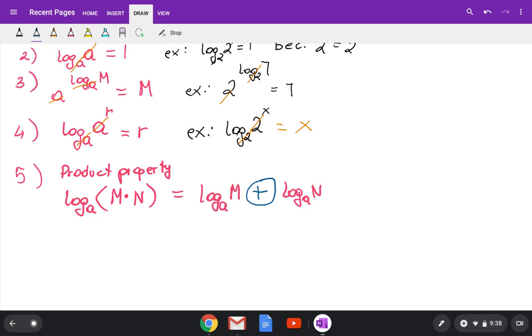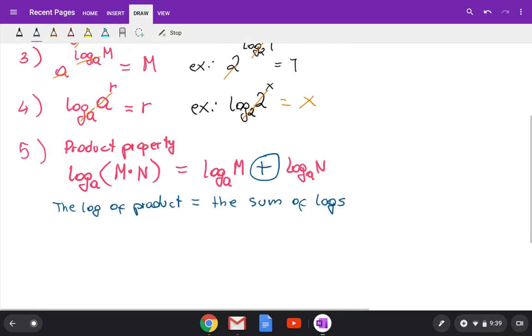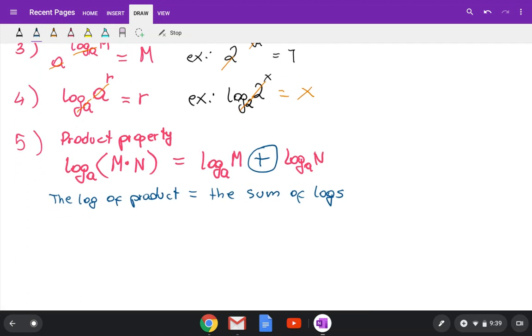So let me just write this down. The log of a product is equal to the sum of logs. Okay, so product becomes sum. Okay, we have to get used to this one and memorize it.